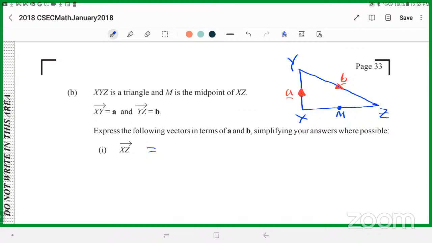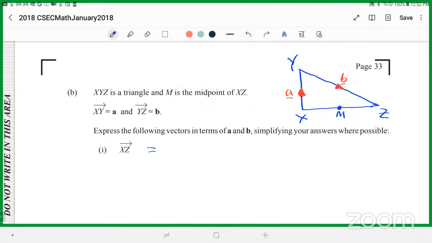Somebody tell me what is the vector XZ? M? M is not a vector, boss. M is a point. M is the midpoint of XZ. I'm asking you for a vector. M is a point. Look at the diagram. What is the vector XZ?